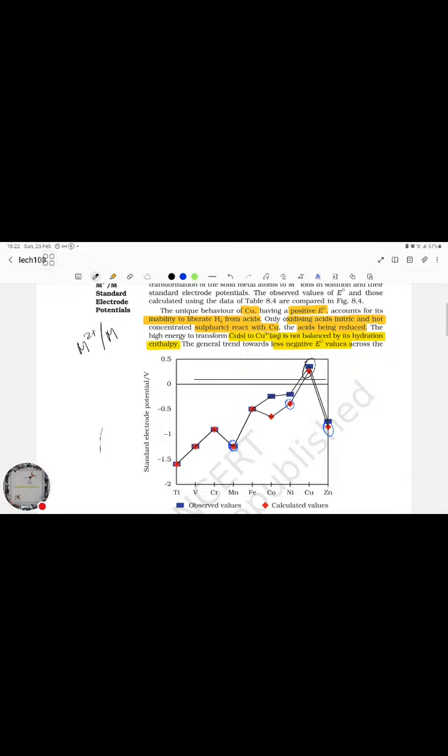The unique behavior of copper having a positive electrode potential accounts for its inability to liberate H2 from acids. So basically it cannot liberate H plus ion from an acid. Only oxidizing acids such as nitric and hot concentrated sulfuric acids react with copper. Why? Because basically these acids get reduced. Yes, actually these guys are getting reduced.